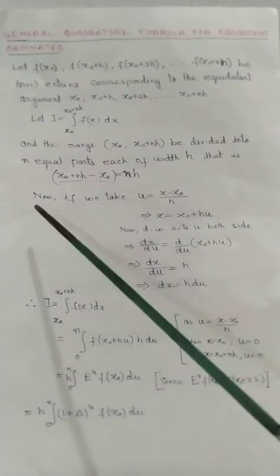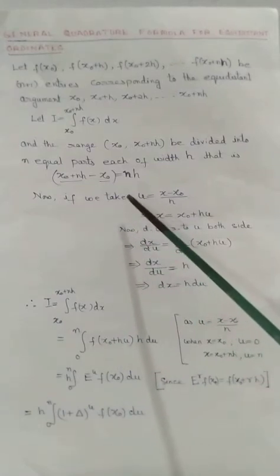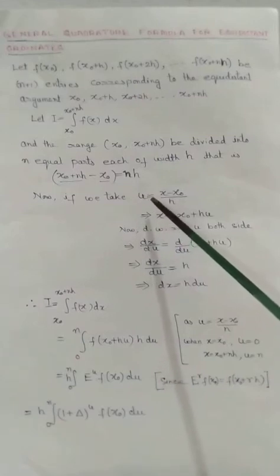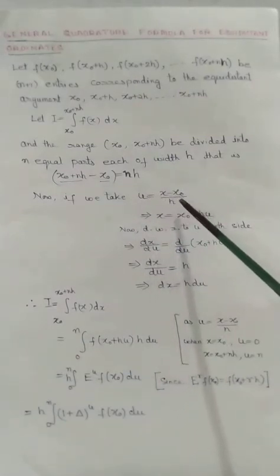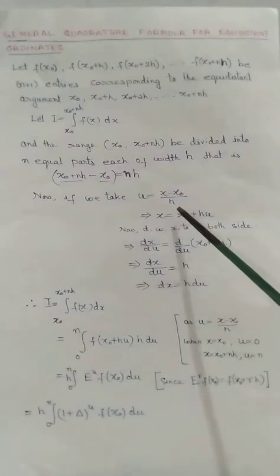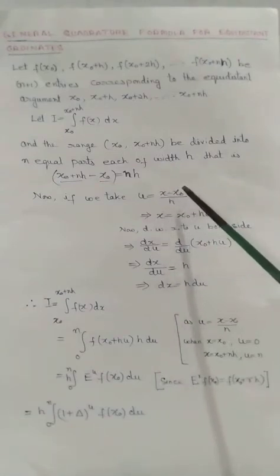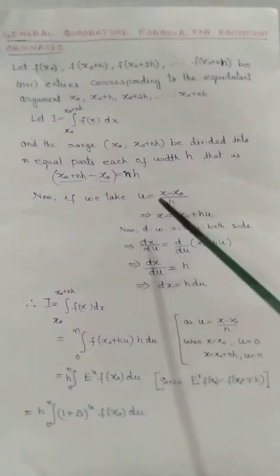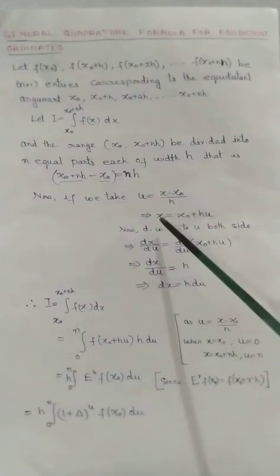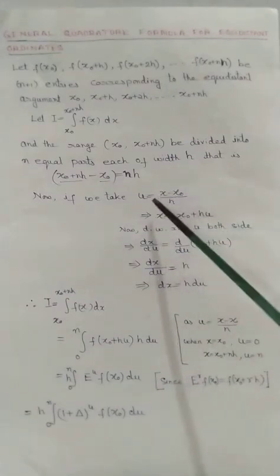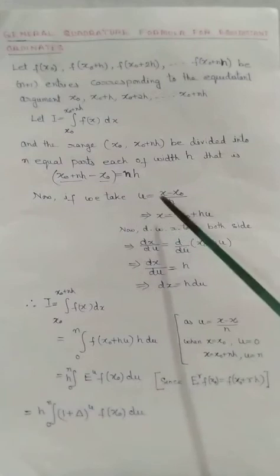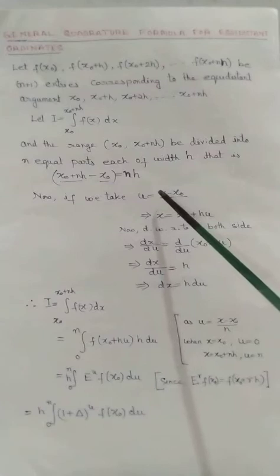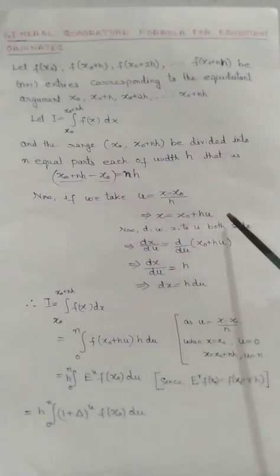Now, if we take x as a new variable, let us take u. The new variable u is equal to x minus x naught divided by h. That means we change the origin and scale. So the new variable is u, and from this we know that x will be x naught plus hu. That means x is u into h, bringing the x naught to this side, so x becomes x naught plus hu.